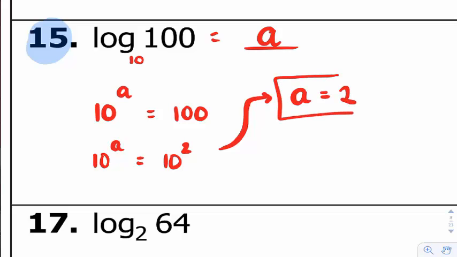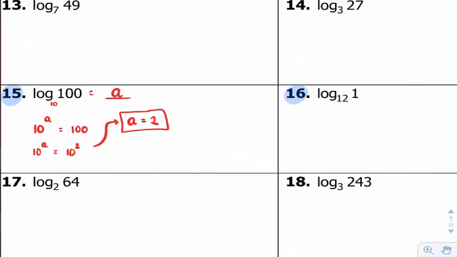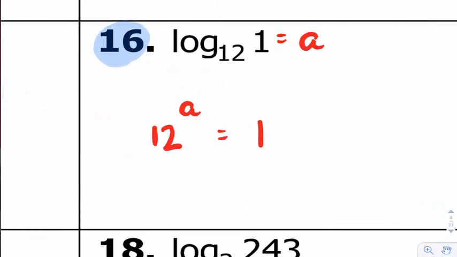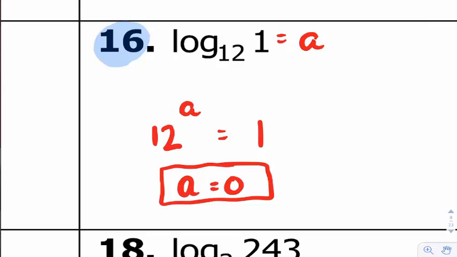But again, you can't do that if you don't understand that a common log doesn't have the 10 written on the bottom. You have to realize that if it's missing, it is a 10. All right, so that's number 15. Number 16, we're going to do the same thing here. We are going to rewrite this. I'm going to call that A again, just to give it a variable. And we're going to go 12 to the A power equals 1. Remember, the output and the input switch places. Then you have to know your exponent properties. Any number to what power equals 1? Well, that's going to be 0. So 12 to the 0 is 1, so A equals 0.